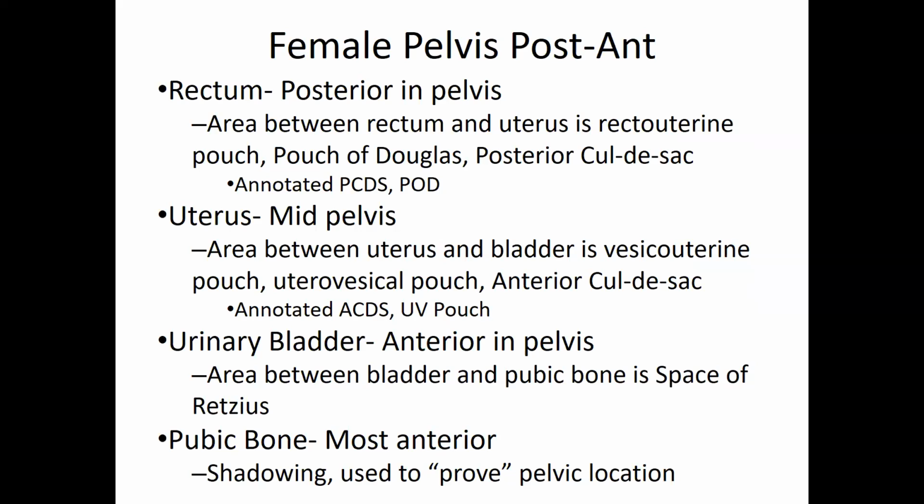Okay, so when we look at our female pelvis, we're going to put our transducer in sag or transverse on the female pelvis. And then we look at the bottom of our image, we're going to see the rectum. It's going to be posterior to the uterus. And there's a potential space for fluid collection there, what we call the pouch of Douglas, the posterior cul-de-sac. And we annotate it either PCDS or POD, pouch of Douglas, posterior cul-de-sac. It's also called the recto-uterine pouch. So rectum, uterus, recto-uterine pouch.